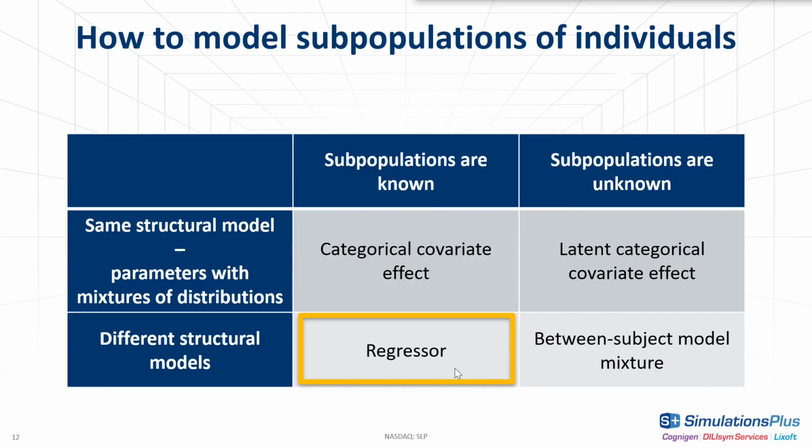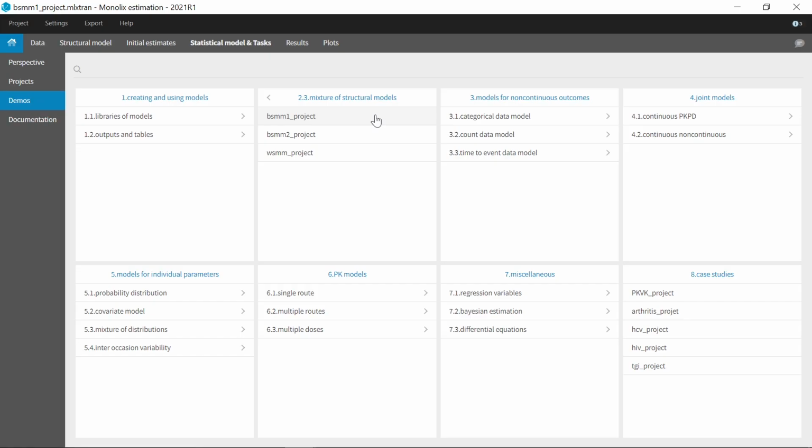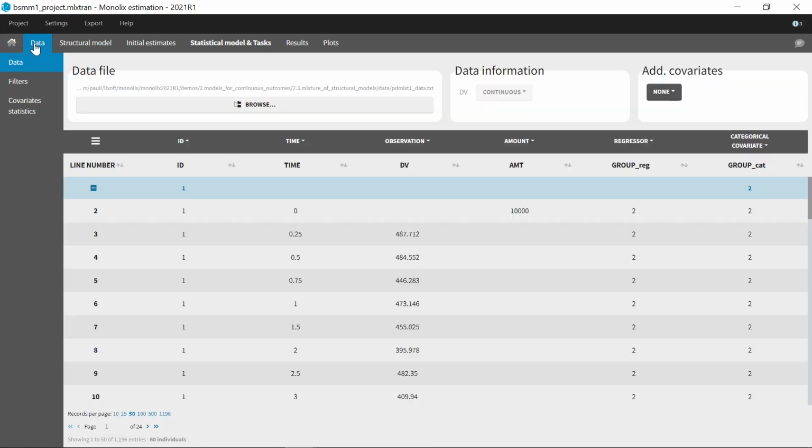If the subpopulations are known, the status of each individual can be read in the model as a regressor to choose the correct equation. This is what is done in the monolithic demo named BSMM1 project. The group column is duplicated because monolithic uses it both as a regressor, read in the model to distinguish responders and non-responders, and as a categorical covariate to stratify the diagnostic plots. Note that the regressor column should contain only numeric values, while the categorical covariate column could also contain strings.